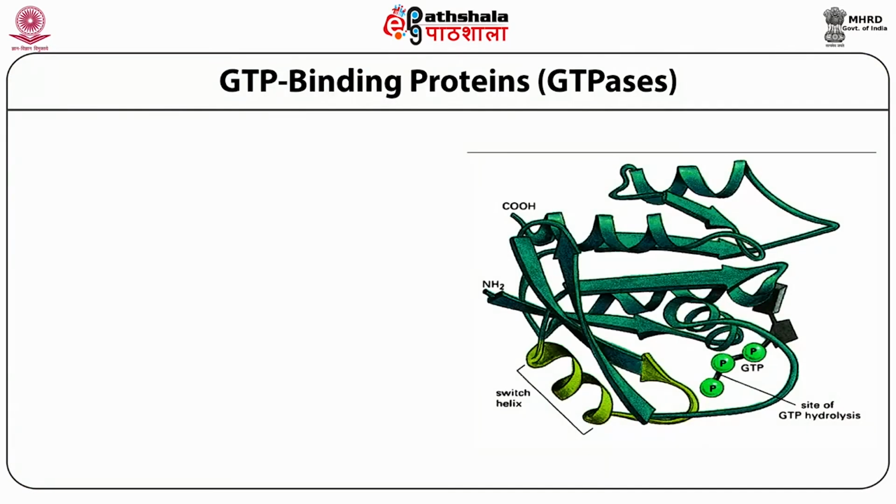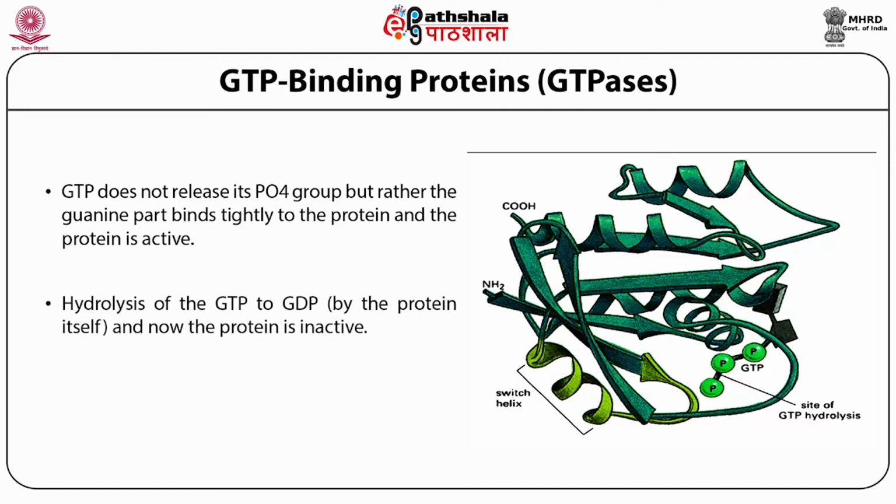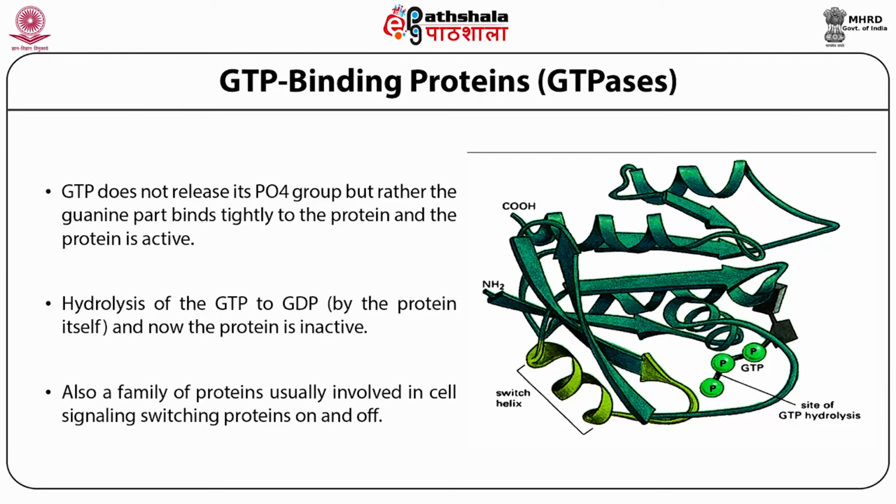GTP binding proteins, also known as GTPases. The GTP doesn't release its phosphate group; rather, the guanine part binds tightly to the protein. Hydrolysis of GTP to GDP makes the protein inactive. This is a family of proteins usually involved in cell signaling, switching proteins on or off. This is how the binding proteins function, with the binding site inactivated by these proteins.